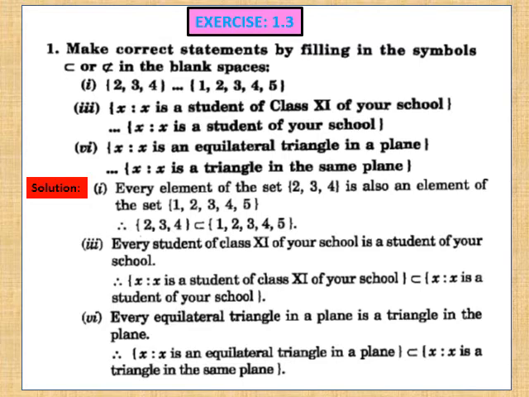Sixth is {x such that x is an equilateral triangle in a plane}, and second is {x such that x is a triangle in the same plane}. Now an equilateral triangle is also included in triangles. Yes, it means every equilateral triangle in a plane is a triangle in the same plane. Okay, it is clear, it is obvious that the first will be a subset of the second. So pause and solve the other sums.